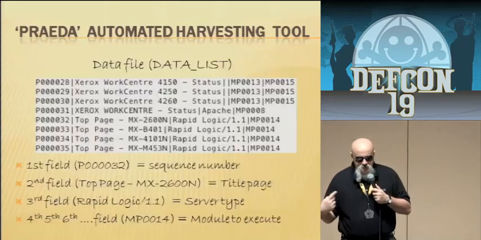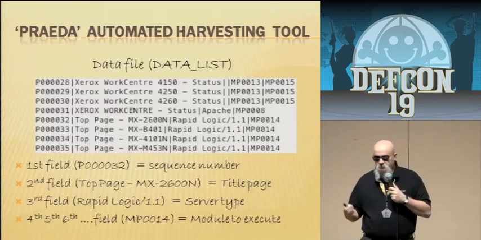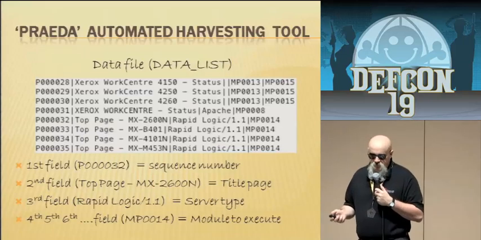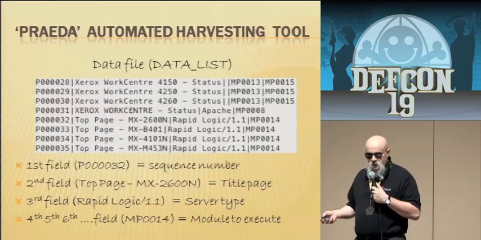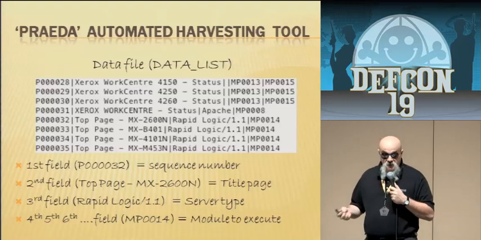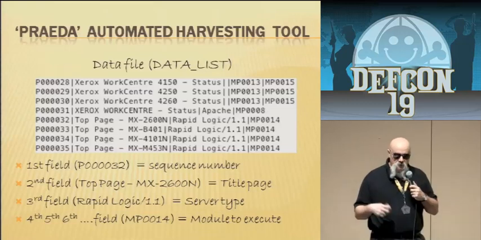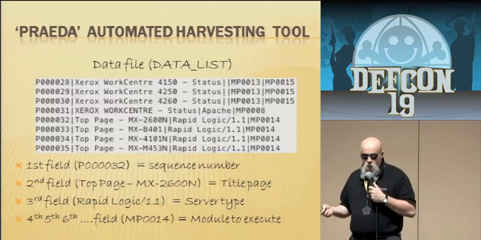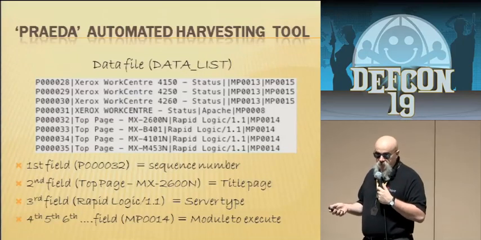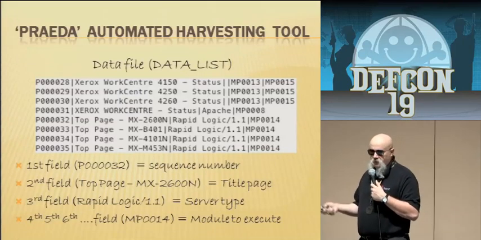The data file, this is the structure of the data file. There's 4 plus fields in the data file. The first field is nothing more than a sequence number. The second and third field is the method we use for fingerprinting. And the way that works is, the second field looks at the title page of the multifunction printer.